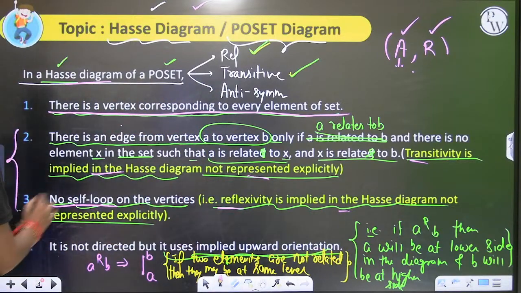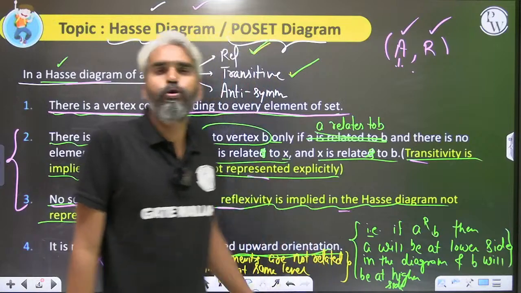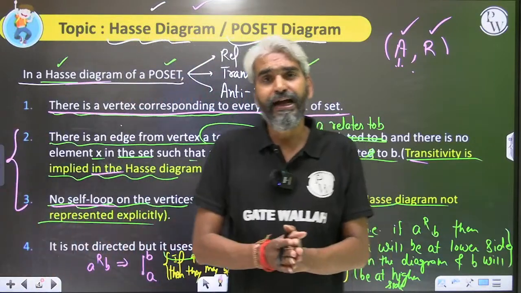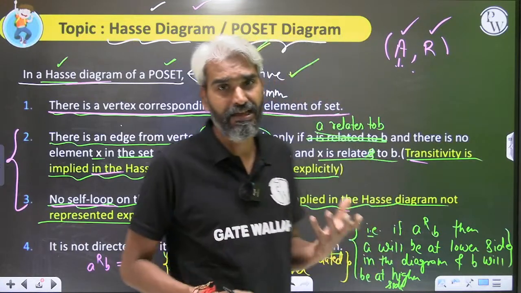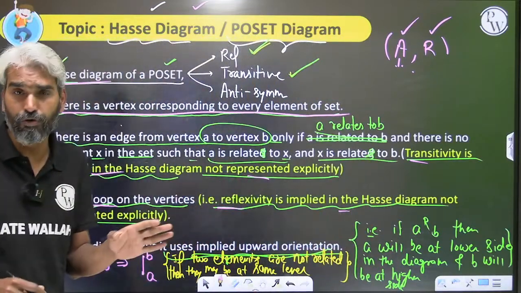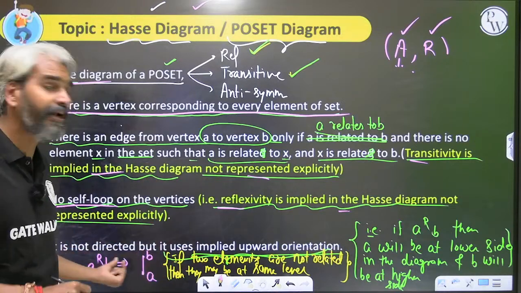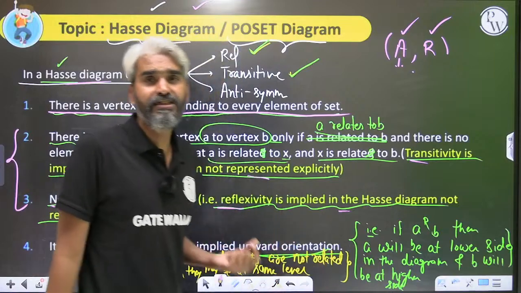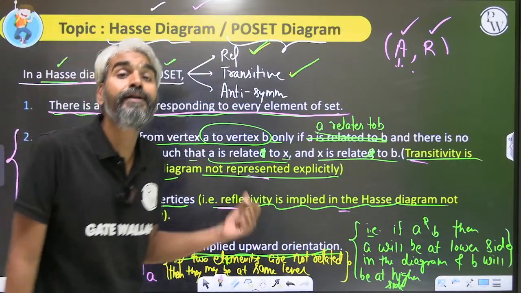Apart from that, your Hasse diagram will be, so that's the general statement. Generally, your Hasse diagram will be undirected, but some people may create the Hasse diagram using directed edges. There is no problem with that as well. But anyway, if you are using a Hasse diagram in which there is no direction for the edge defined, then in that particular case we will use upward inclination.